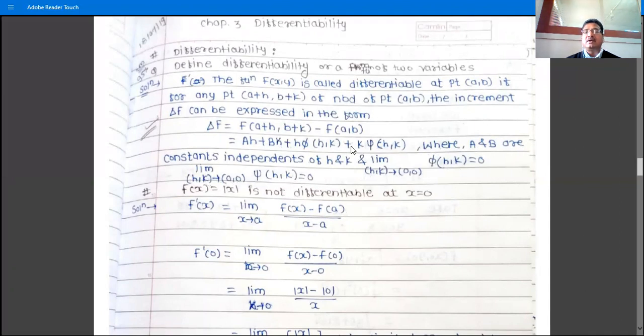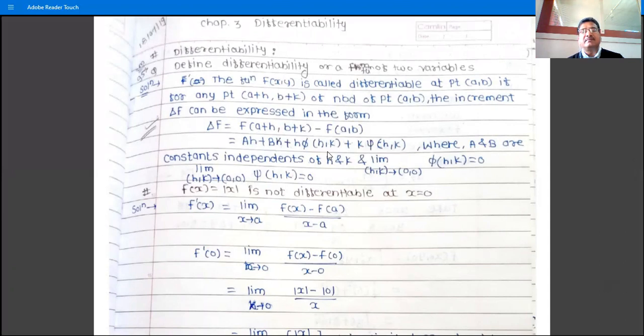And what are a and b? a and b are constants independent of h and k. So this is a very important definition of differentiability of a two variable function at point (a,b). The function f(x,y) is said to be differentiable at (a,b) if f(a+h, b+k) minus f(a,b) is expressed in this form: ah + bk + hφ(h,k) + kψ(h,k). If this happens, then the function is called differentiable at point (a,b). This is the definition for a two variable function.